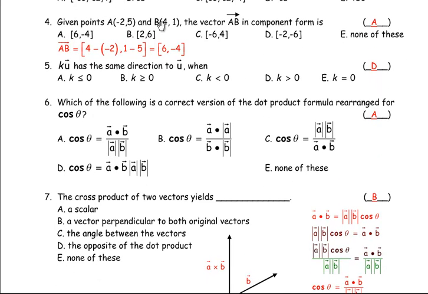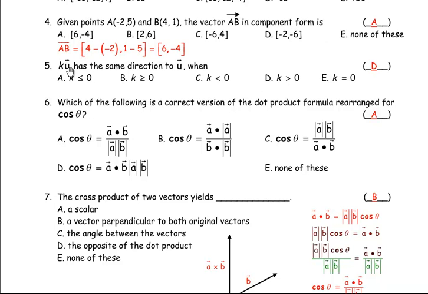For number 4, we're given 2 points and asked to find the vector's components between them, vector AB. So you take the coordinates at point B, where the head of the vector is, or the tip of the vector is, and subtract the tail's coordinates from that. So we would go 4 minus -2, and then 1 minus 5 for the y. And so that works out to 6, -4, and so that's why A is the correct answer for number 4.